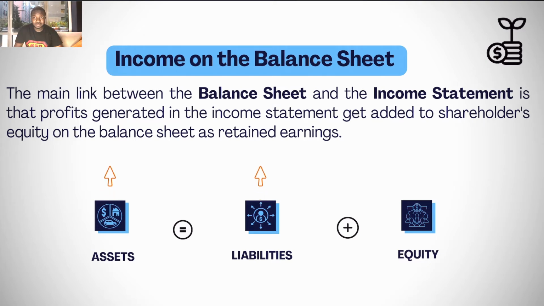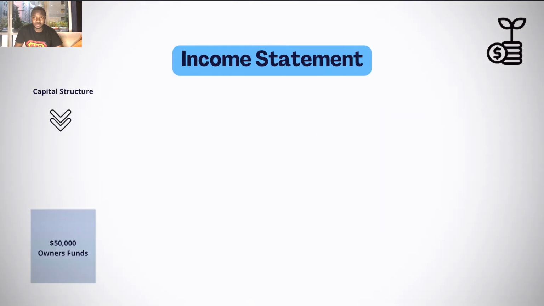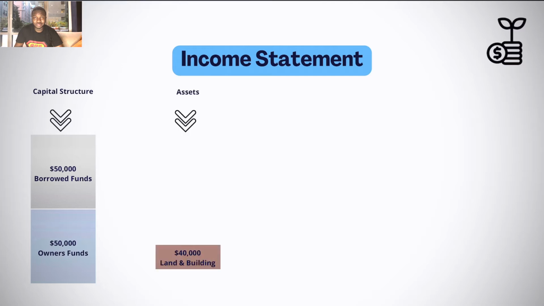Throughout this tutorial, we'll work with a hypothetical company that was set up using $50,000 of equity and $50,000 of borrowed funds, resulting in $100,000 of assets. The company uses the $100,000 to buy land and 2 buildings for $40,000. It also purchases machinery worth $30,000 and raw materials worth $10,000.